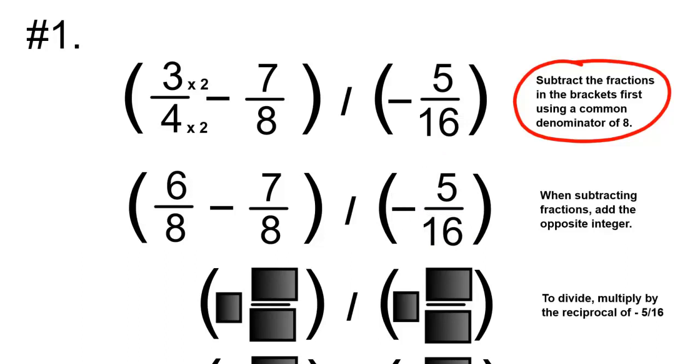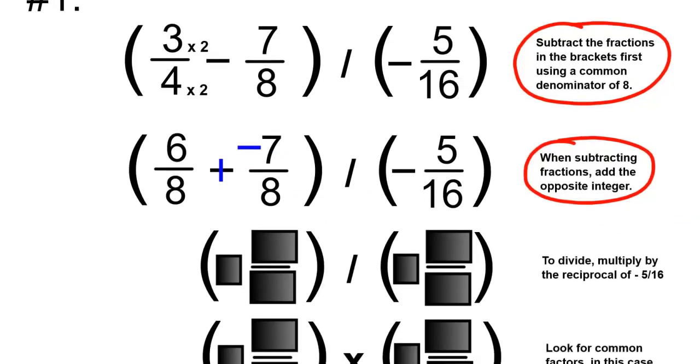When we subtract fractions, we're going to add the opposite integer. So we'll change the subtraction sign to an addition sign, and the integer after it, which is going to be 7/8, we'll do the opposite. The opposite of positive 7 is going to be negative 7.